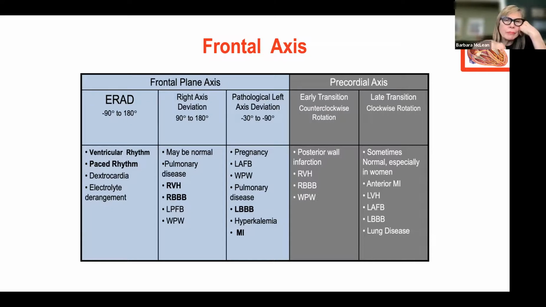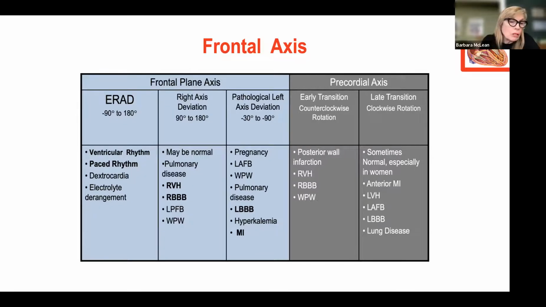Really common to see left axis deviation when you've had an MI. An inferior wall, an anteroseptal wall, anterior wall, all of those walls, axis deviates almost always to the left. You've lost electrical conduction in the left ventricle, so current is going away from that. So if it's inferior, the current is going up to the left. Anteroseptal going up to the left, pure anterior going up to the left.